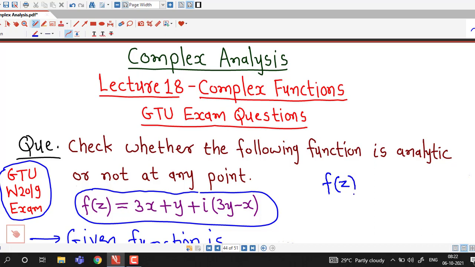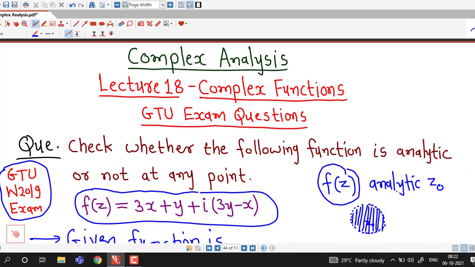We know that a function f of z is analytic at some point z0 if there exists at least one neighborhood of z0 such that this function is differentiable at every point in that neighborhood. So to decide analyticity, first we have to determine the points at which the function is differentiable. And to decide the differentiability, we are using Cauchy-Riemann equations.